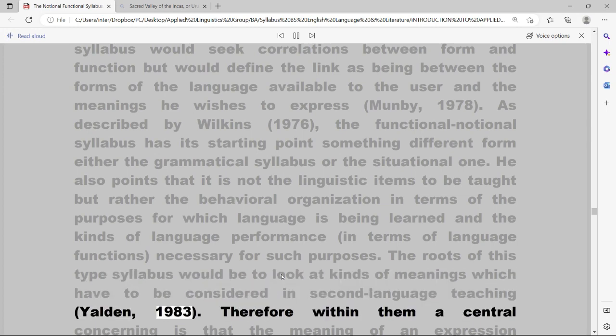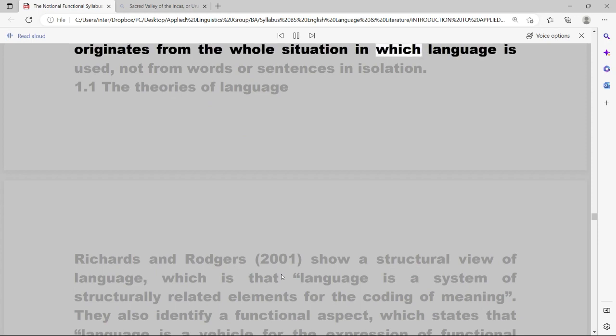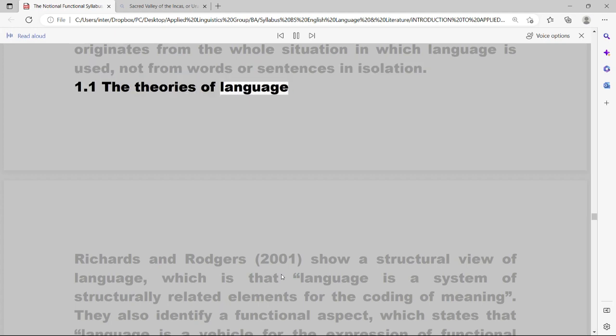(Yalden, 1983). Therefore, within them a central concern is that the meaning of an expression originates from the whole situation in which language is used, not from words or sentences in isolation. 1.1 The theories of language.